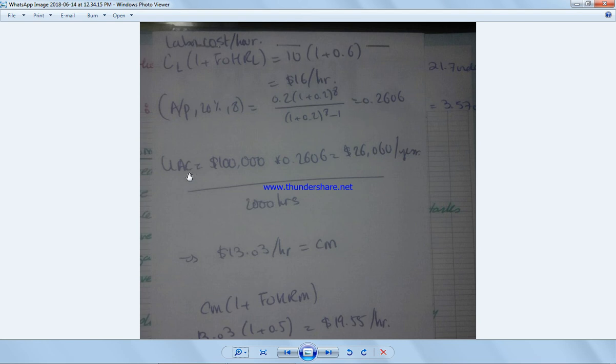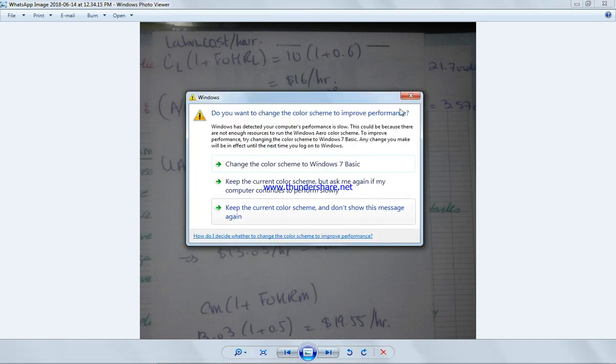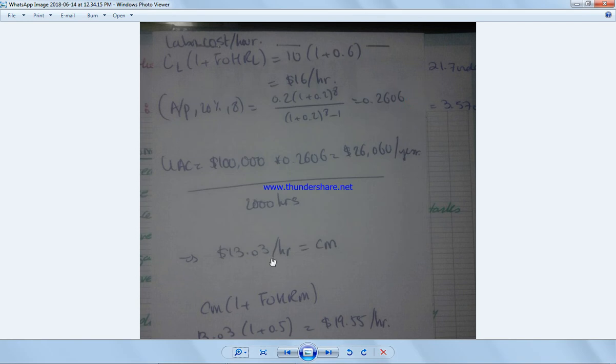So the uniform annual cost means like, for example, if you buy a car with a loan from the bank over a period of time, you pay the same amount every year, taking into consideration the interest rate. So for the case of the machine, we're gonna pay $26,060 per year. The same amount will be divided by 2,000 hours per year, which is $13.03 per hour.